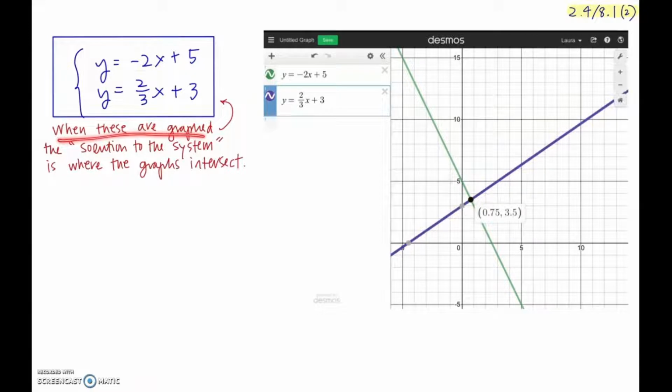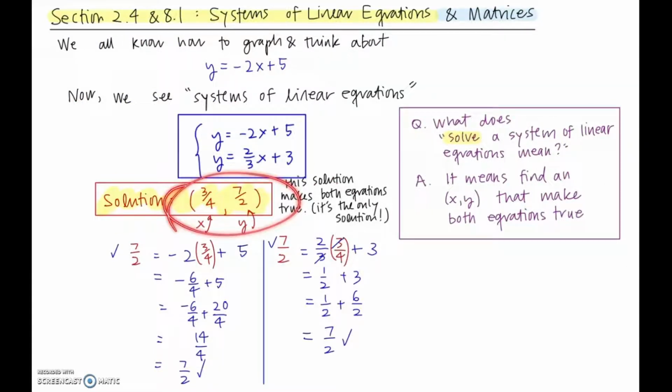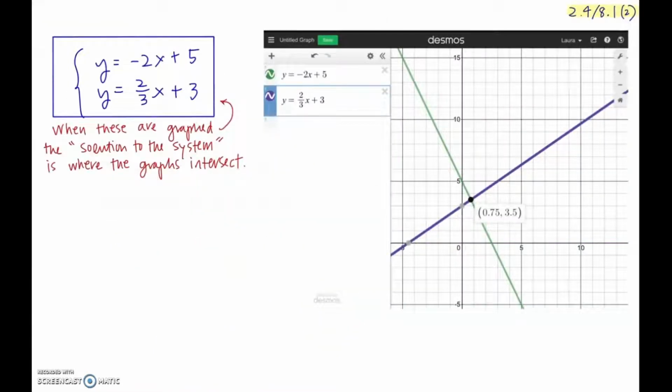So when these are graphed, the solution to the system is where the graphs intersect. Now we were calling it, back here, it was 3/4, 7/2. Well, this is just written in decimal form, 3/4, 7/2, so it's the same thing. This is the solution here.